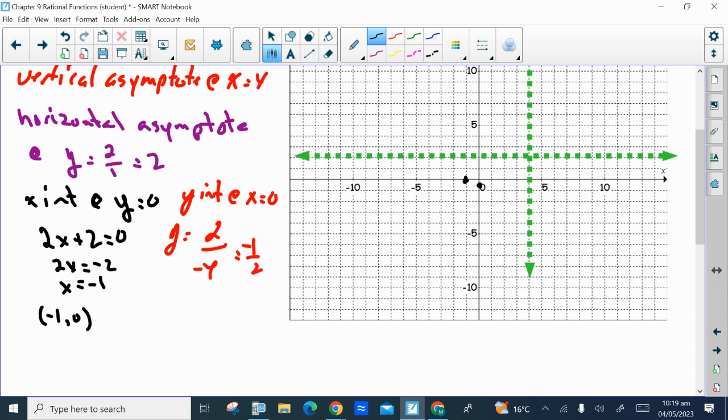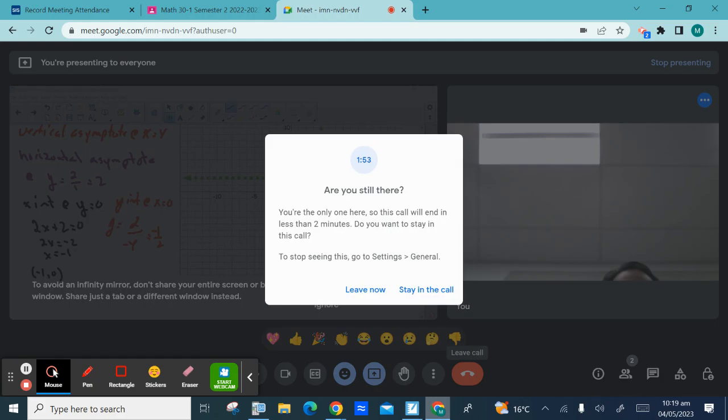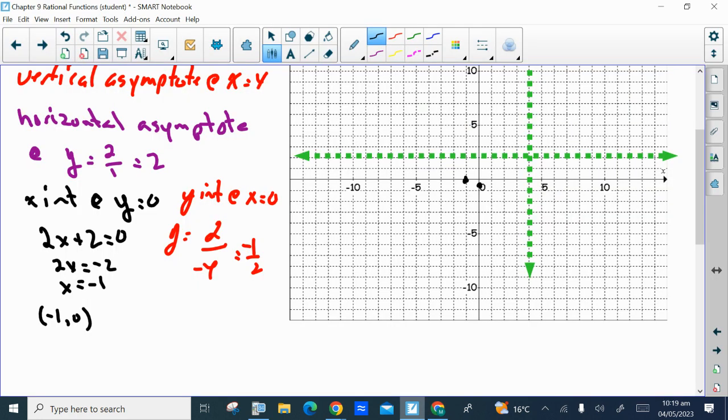There's our y-intercept. So again, these 2 points just confirm that the one branch is in that bottom left-hand quadrant. The other branch should be in the top right.